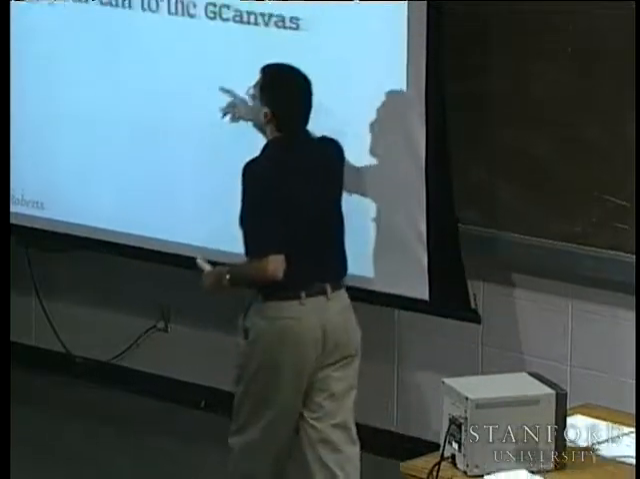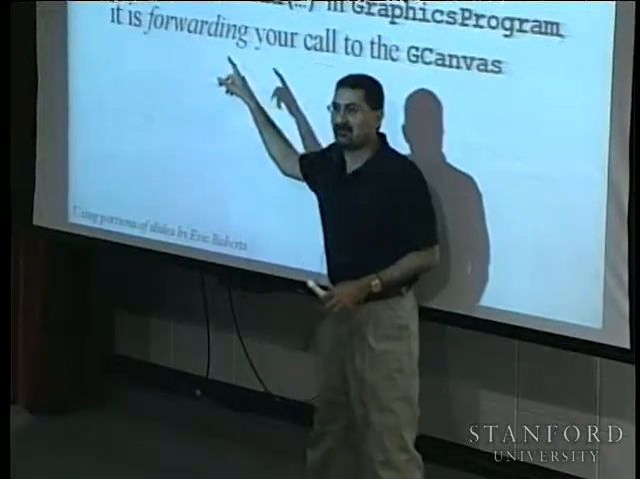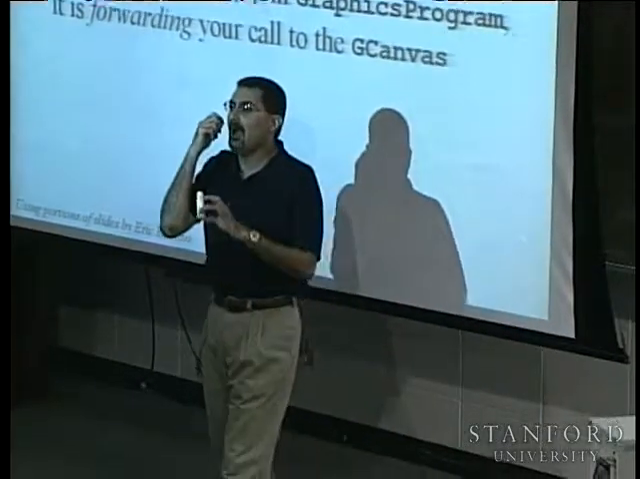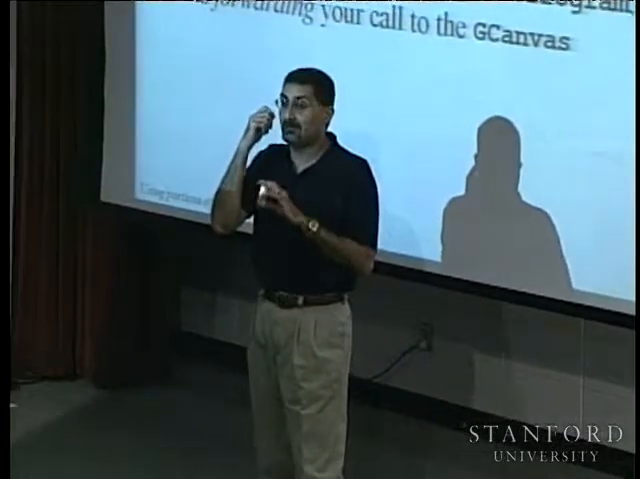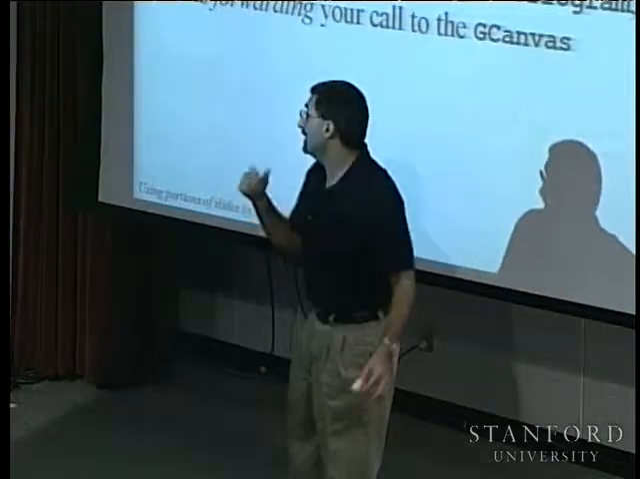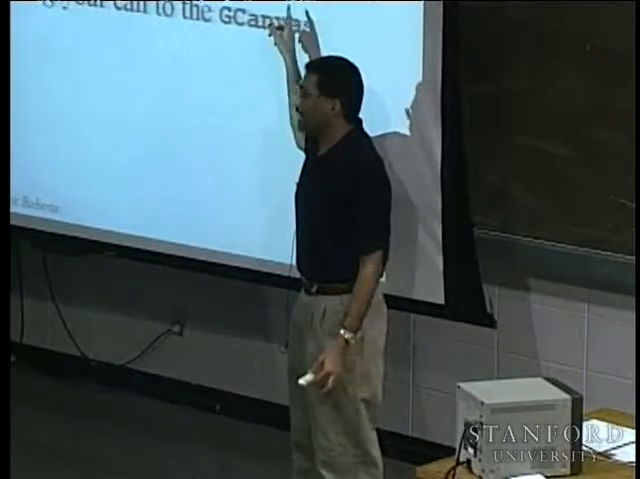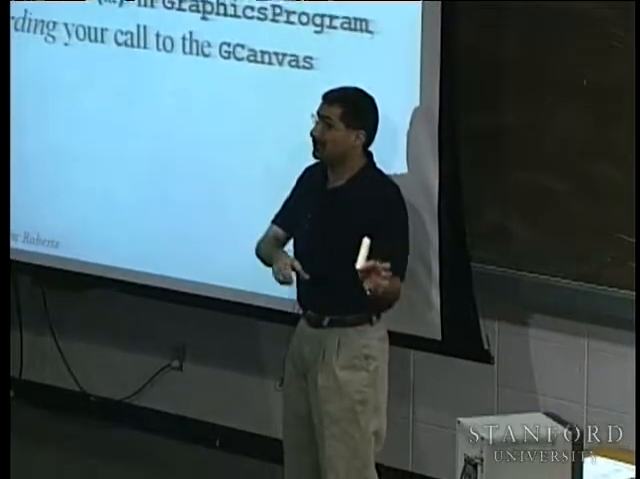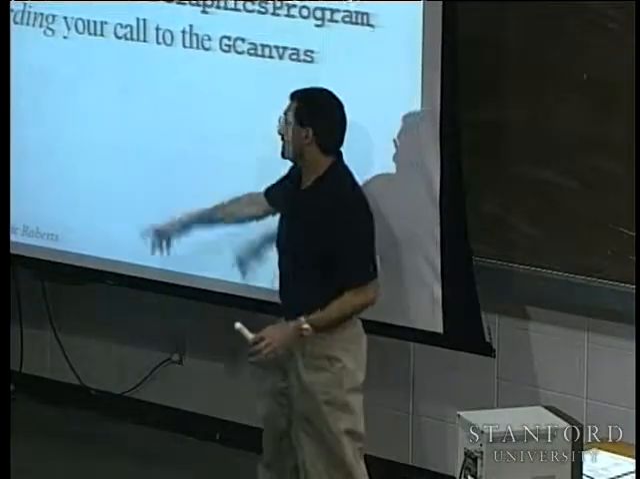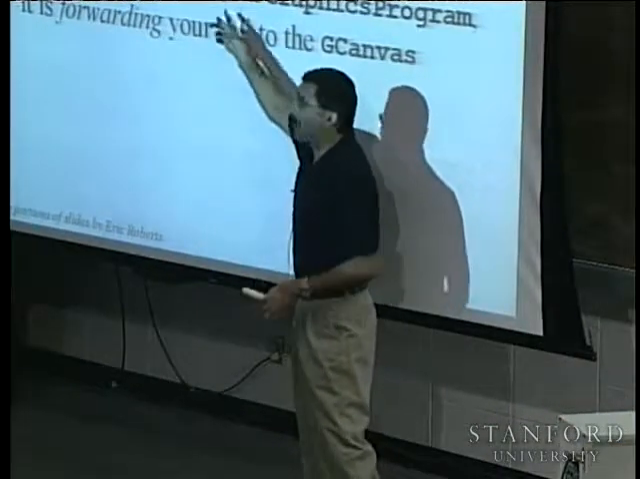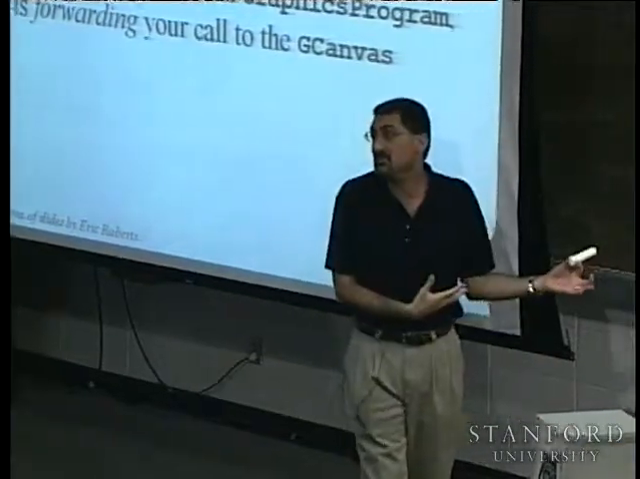So what it was really doing was forwarding, just like call forwarding. You get a call from your friend, you're like, oh yeah, you want to talk to Bill? This isn't Bill. Let me forward you over to Bill and you can talk to him. They called the add method on graphics program. Graphics program said, oh yeah, you want to add that? Well, the person who really takes care of the adding is the canvas. So I'll just call canvas, passing in the same arguments that you passed to me.